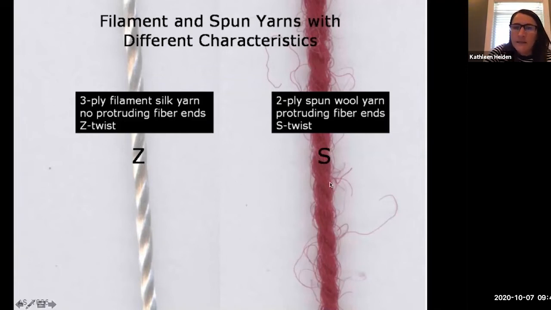Okay. This is an S twist. So you can see the diagonals are running in the opposite direction, and the diagonal makes the middle of the S. So we come around like this, and we can see an S as we're twisting our fibers to make the yarn.